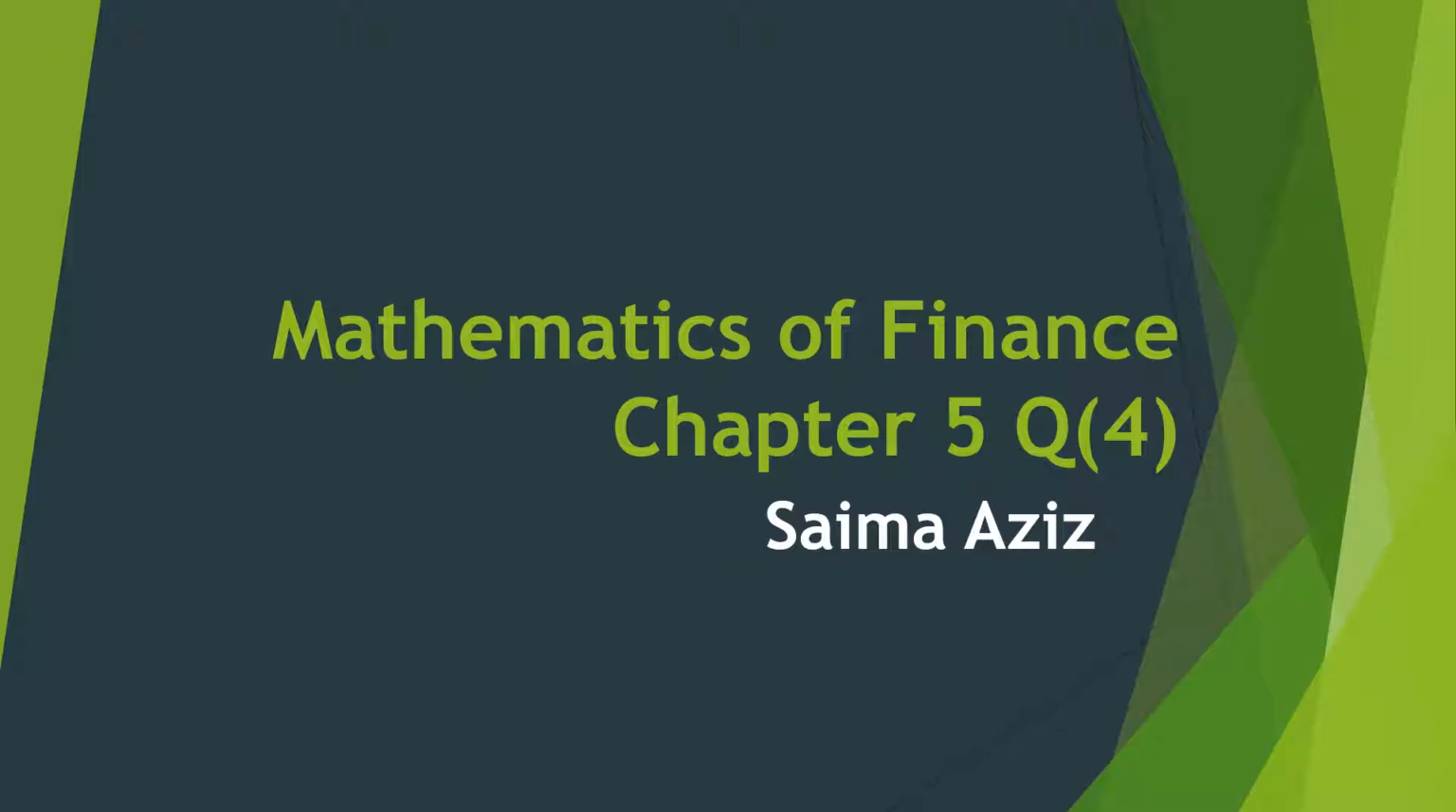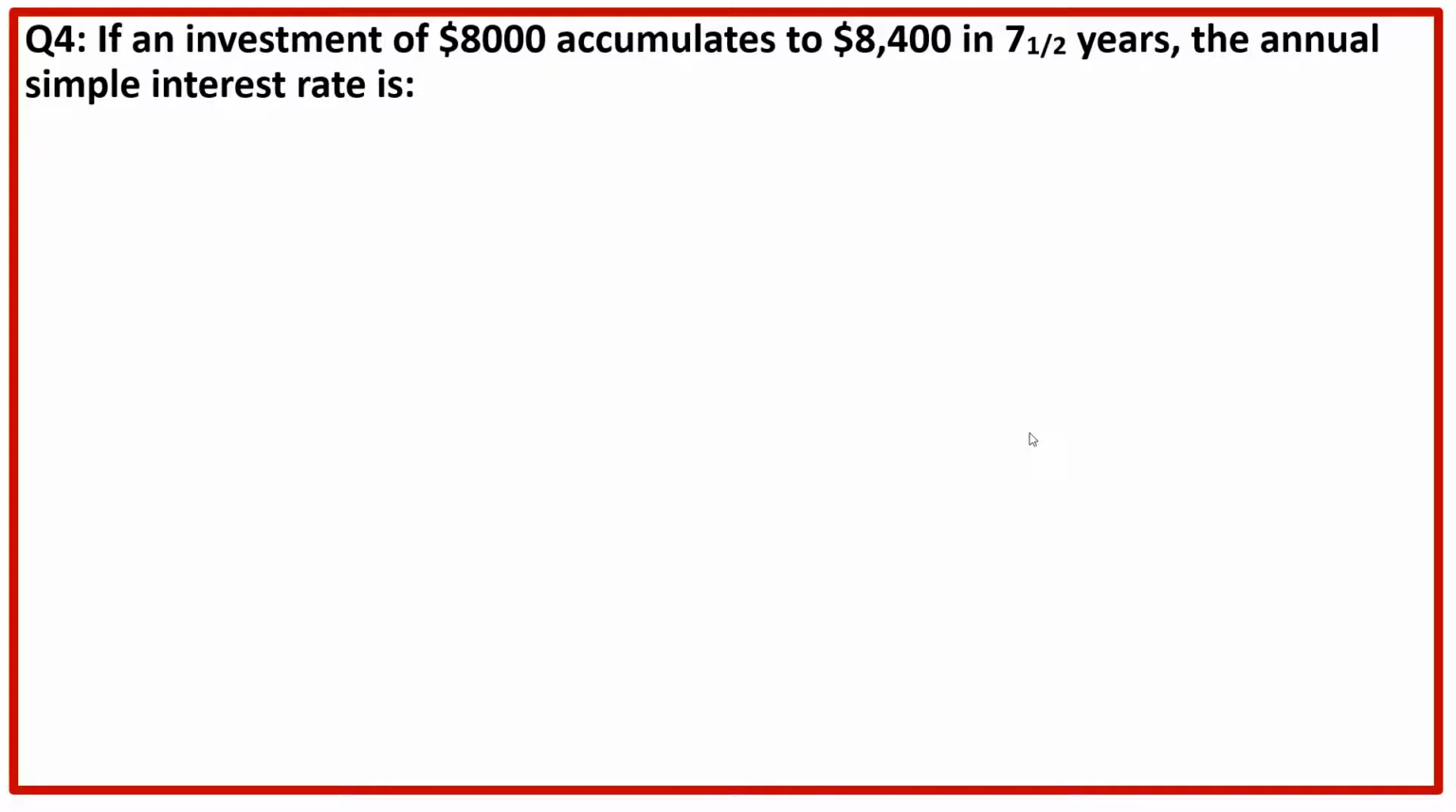In this lesson, we will discuss Mathematics of Finance, chapter number 5, question number 4. The question we have: if an investment of 8,000 accumulates to 8,400 in 7.5 years, what is the annual simple interest rate? First of all, I will write down the formula, the same formula for the simple interest, here. Then we will see what is given.